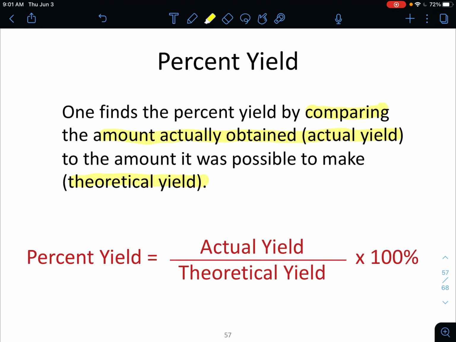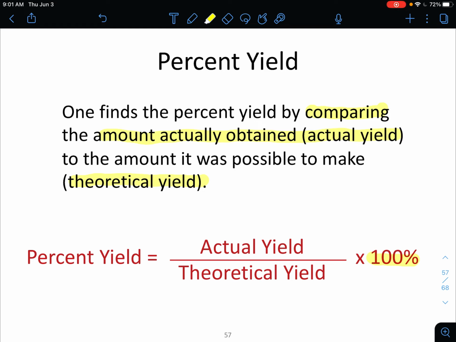So think about it as a measure of efficiency, right? What I actually got divided by what I should have gotten, and then always times 100% to make it a percentage. So in reality, this should never be bigger than 100%, right? I shouldn't make more than I actually set out to make.